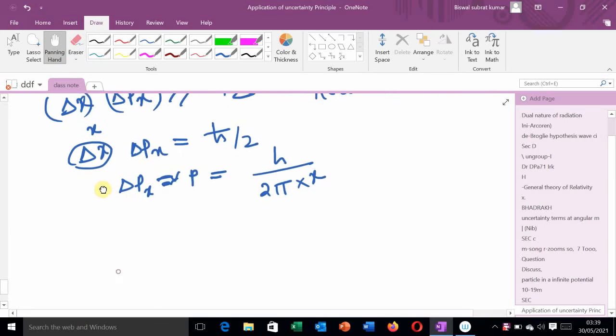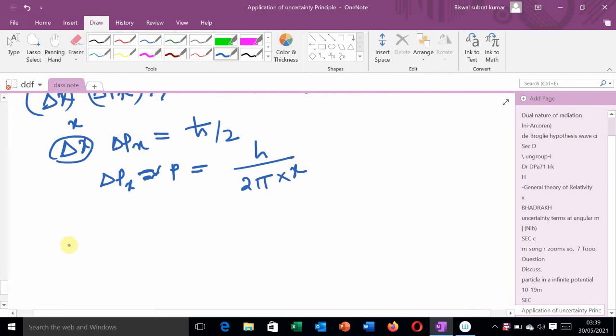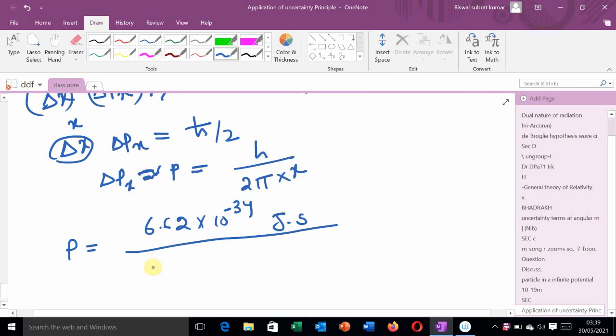Now if you calculate this equation, h is actually 6.62 into 10 to the power minus 34 joule into second, and with the 2 here it will be 4 pi actually. So 4 multiplied with pi is 12.56 multiplied with x. X means the uncertainty in the position measurement, which is of the order of 10 to the power minus 14 meter.